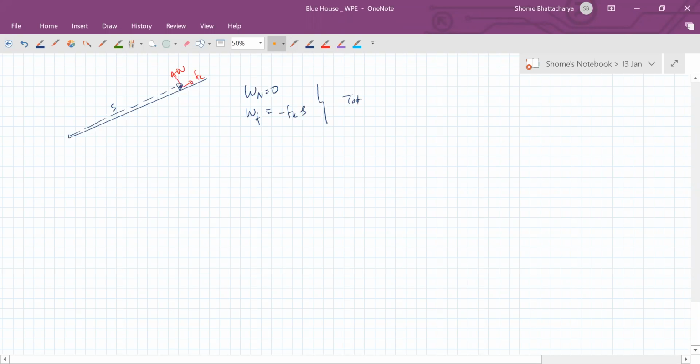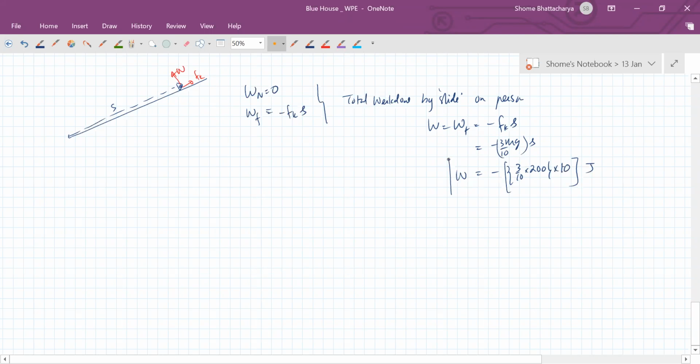So the total work done by the slide on the person will become equal to this work done by friction. The friction was 3/10 of his weight, and the length of the slide was 10 meters. So this in joules will be the total work done by the slide on the person.